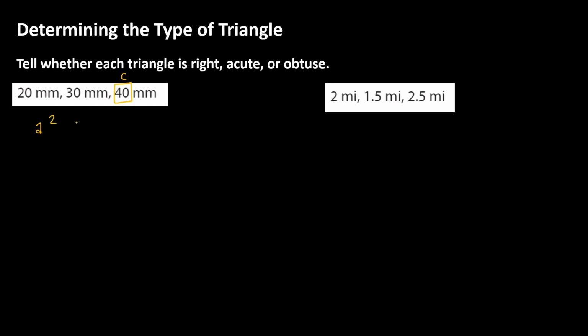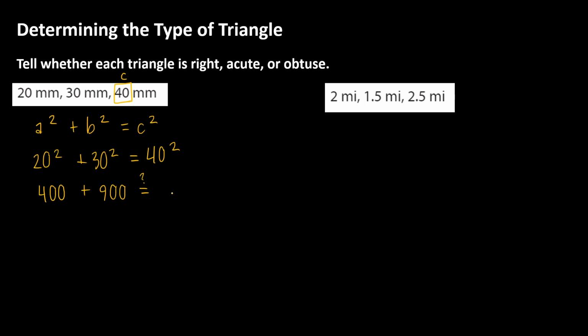And just so we have it on our page, a squared plus b squared is equal to c squared. My shorter sides are 20 and 30. They're going to take the place of A and B. And my longest side is C. So 20 squared is 400, plus 30 squared is 900, and it's equal to, possibly, 40 squared, which is 1600.